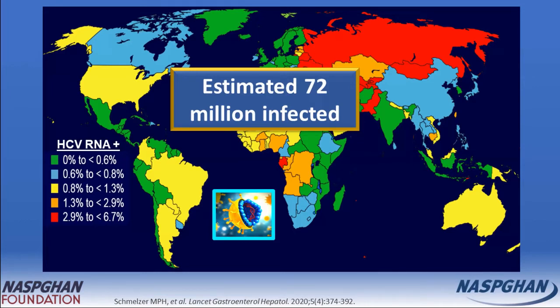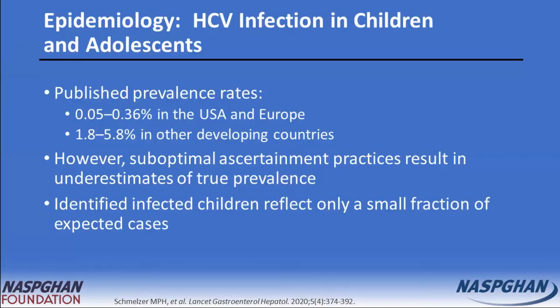Hepatitis C in adults is found around the world. An estimated 72 million people are infected with this virus, leading to approximately 400,000 deaths annually. In children, published prevalence rates suggest a rate of infection of 0.5 to 0.36% in the United States and Europe, and increasing in developed countries to 1.8 to 5.8% prevalence. We, however, think that these are underestimates because of suboptimal ascertainment or testing practices that underestimate the true prevalence. We know that identified infected children only reflect a small fraction of those that we expect to see knowing adult prevalence.